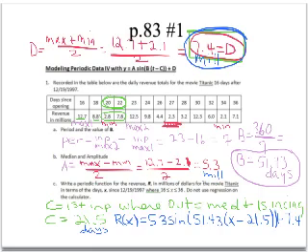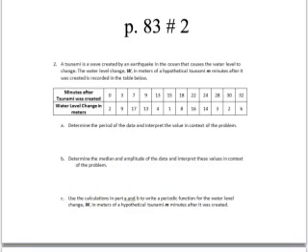Okay, so this number 2 question is about a tsunami. It's a wave created by an earthquake in the ocean that causes the water level to change. The water level change W in meters of a hypothetical tsunami m minutes after it was created is recorded in the table below. Question A, determine the period of the data and interpret the value in context of the problem.